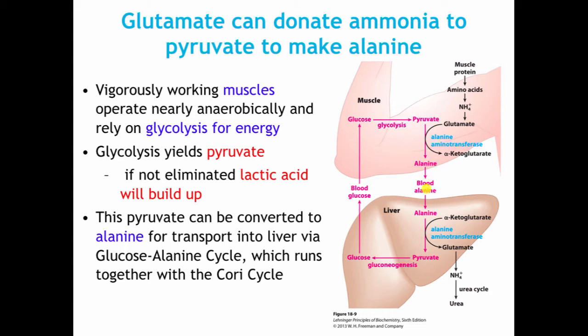Alanine is then dumped into the blood, and glycolysis can keep on going because the pyruvate is being removed from the muscle as alanine that goes into blood. And now, not to waste a good thing, your liver will take up the excess alanine and convert it back to pyruvate, run gluconeogenesis, make more glucose, and give the muscle more glucose to work with. So this is the glucose-alanine cycle, which runs together with the Cori cycle, which, if I'd like to remind you guys, is the lactate into the blood and then gluconeogenesis in the liver cycle.